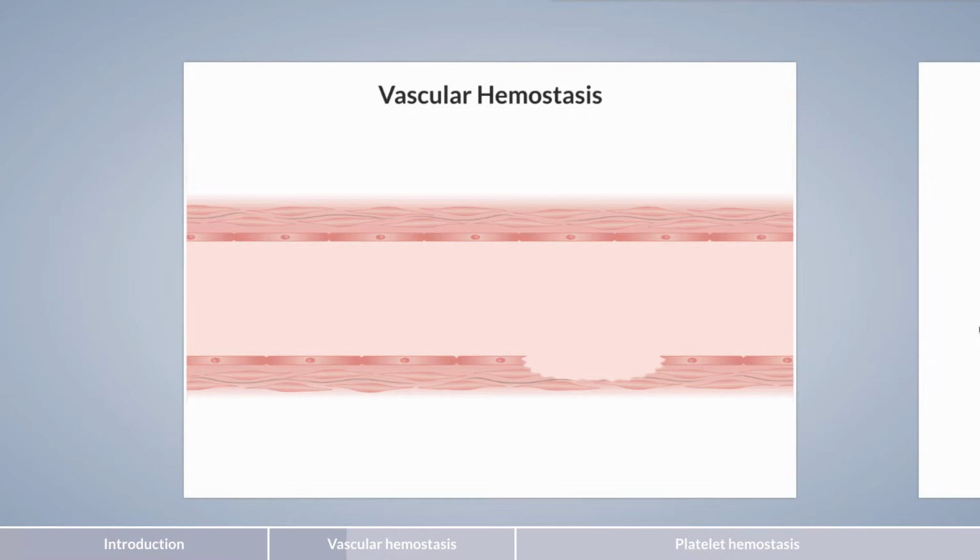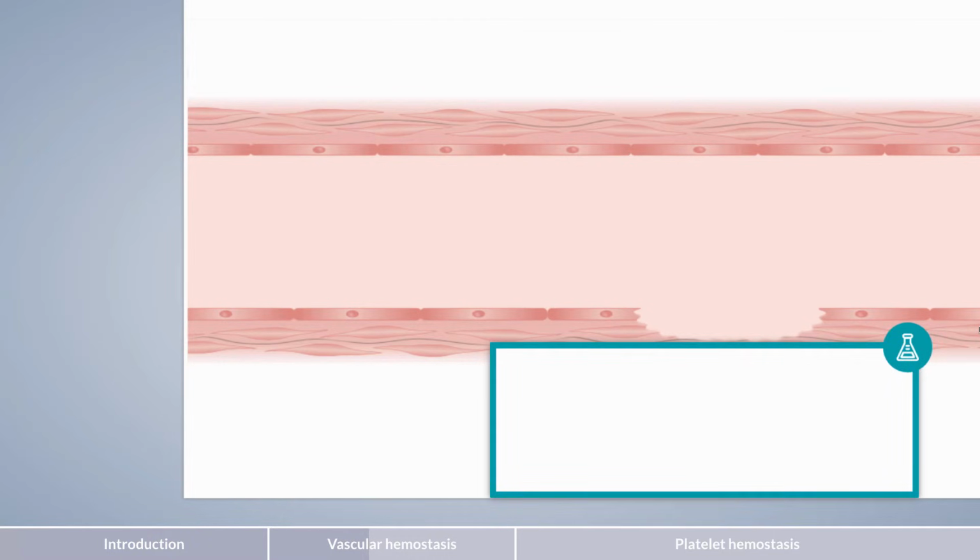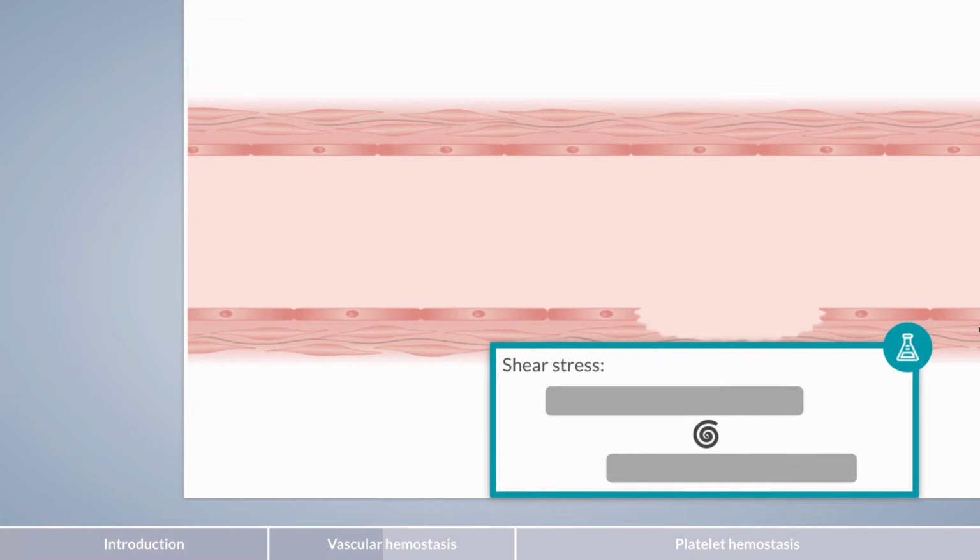In addition to reducing blood loss, vascular hemostasis has a second important function. Vasoconstriction creates increased shear stress in vessels. Shear stress is a term used in physics. Let's use an example for illustrative purposes. Shear stress occurs between two areas displaced parallel to one another.